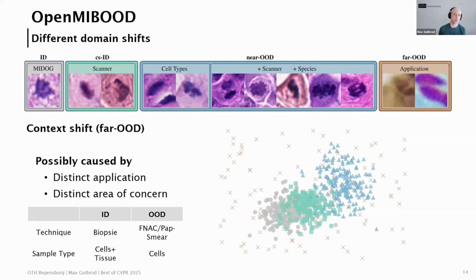And here, due to the nature of far-OOD data, we don't expect any similarities between the far-OOD and ID data, which I tried to show with the uniformly distributed crosses for the far-OOD data in the picture.